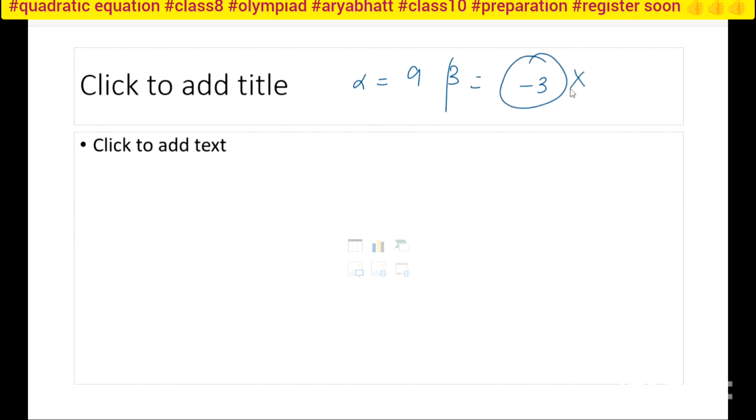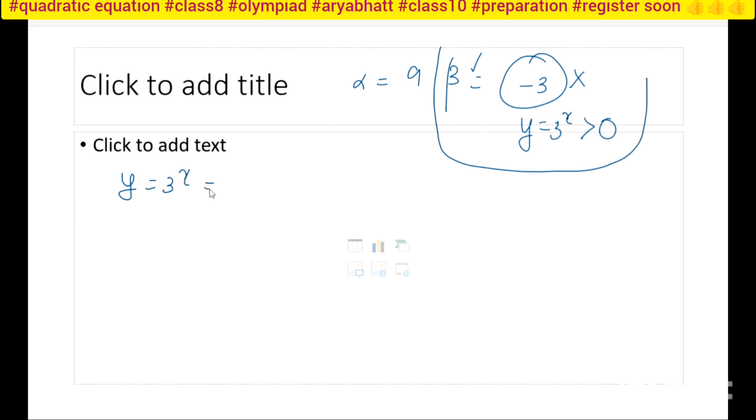So minus 3 will be rejected, but why? Because y is equal to 3 to the power 2x and it must be greater than 0, right? So this part, beta, is rejected. So finally what do I have? y is equal to 3 to the power 2x is equal to 9, or I can say 3 to the power 2. So finally when I compare, what I have assumed, that is 2. So after comparison what I get? 2x is equal to 2. This implies that x is equal to 1.